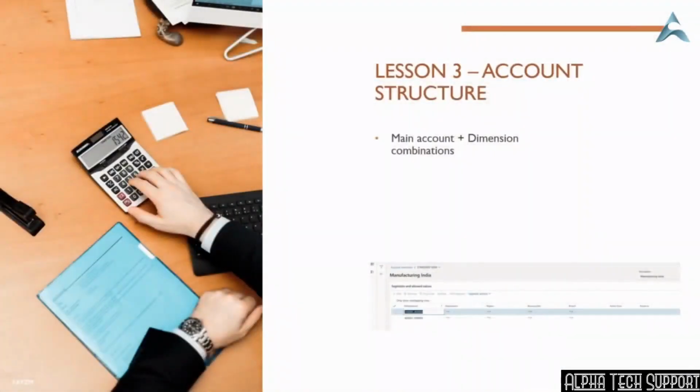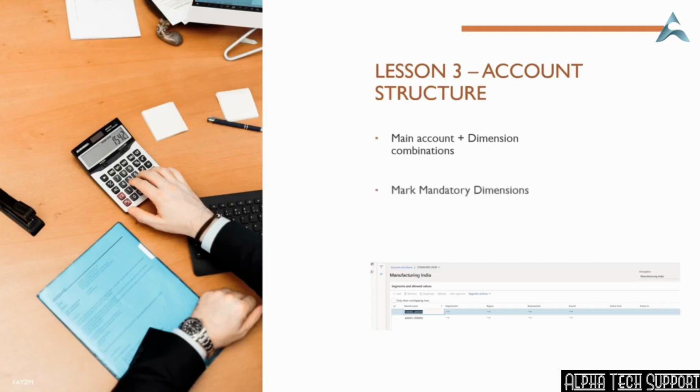In this lesson, you'll learn about account structure, which is basically bringing together the main account number from our chart of accounts and also the financial dimensions like business unit, region, cost center, department as a combination, and telling the system, or telling D365 Finance, what will be our mandatory dimension.